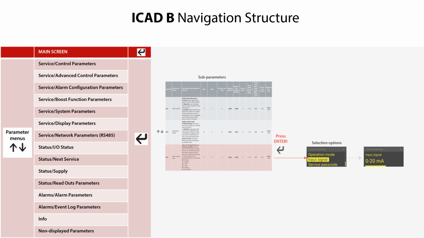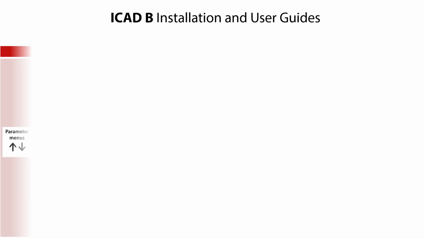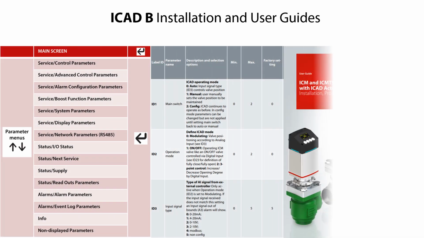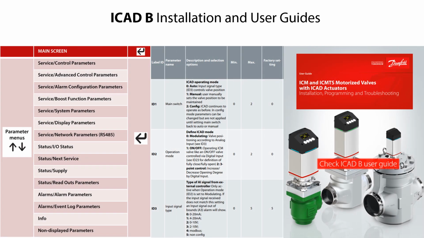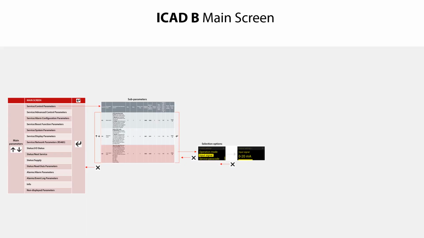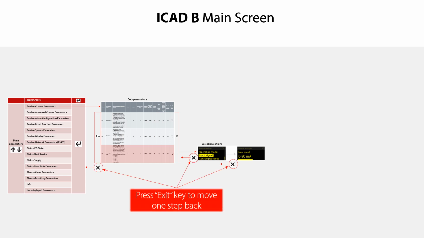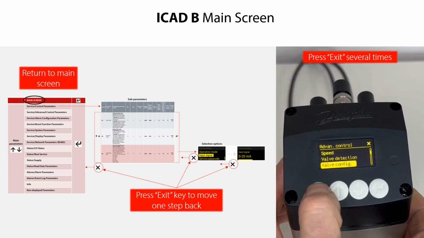Pressing the Exit key will bring you one step back in the navigation structure, as illustrated here. You can find more information about the ICAD B navigation and parameters in the ICAD B user guide. As mentioned earlier, and as seen here from this navigation structure example, you can press the Exit key to move one step back in the navigation structure. If needed, press the Exit key several times to return to the main screen.